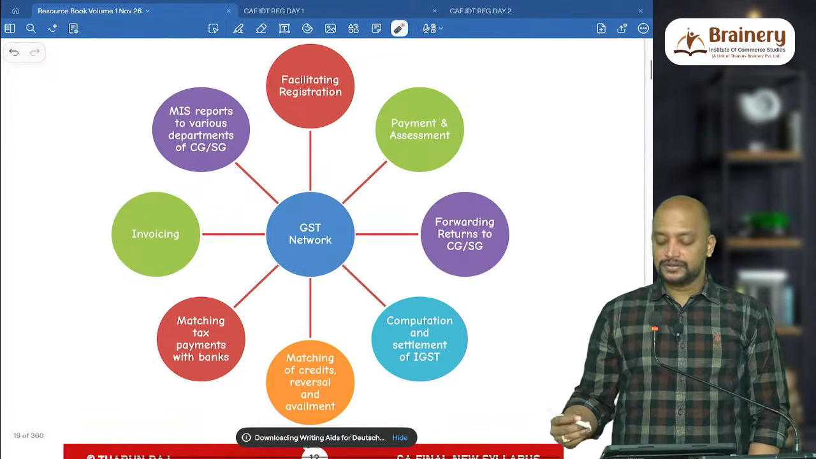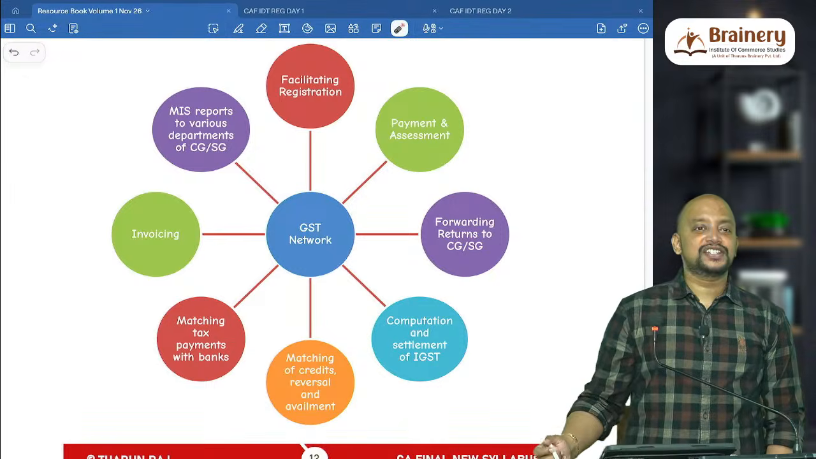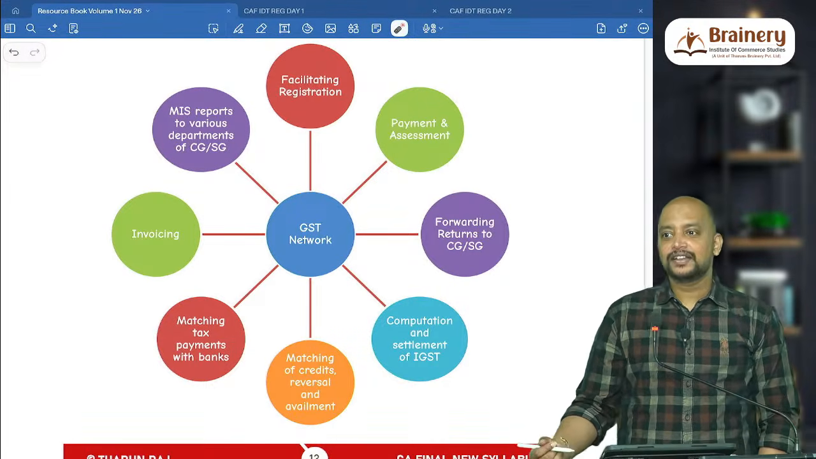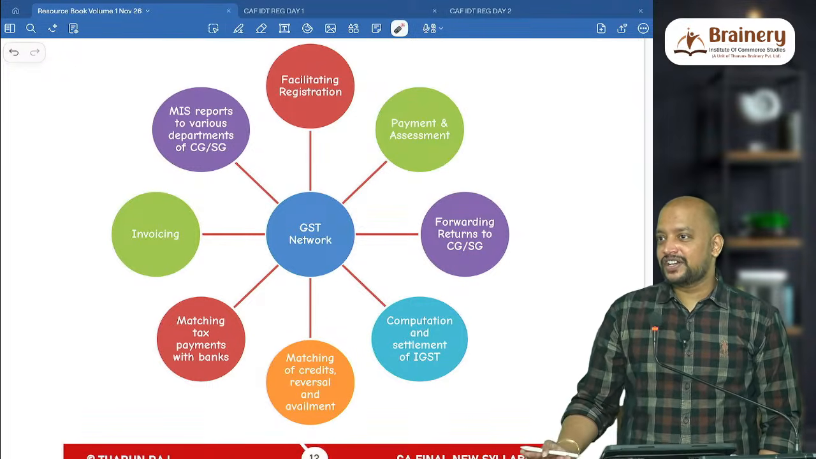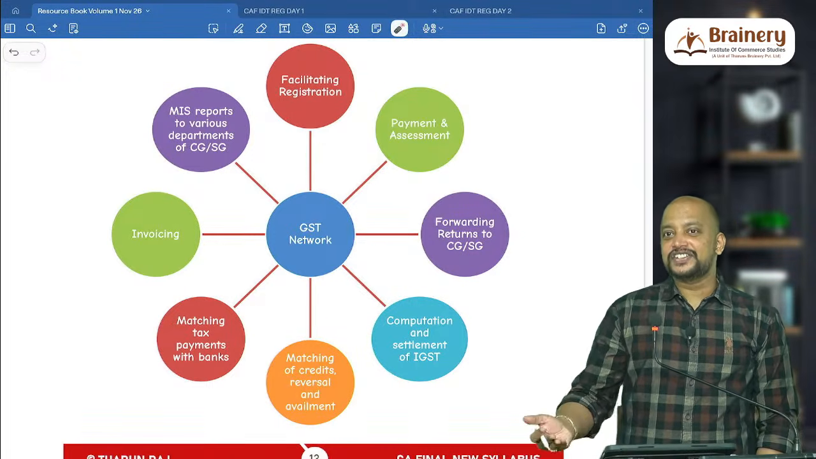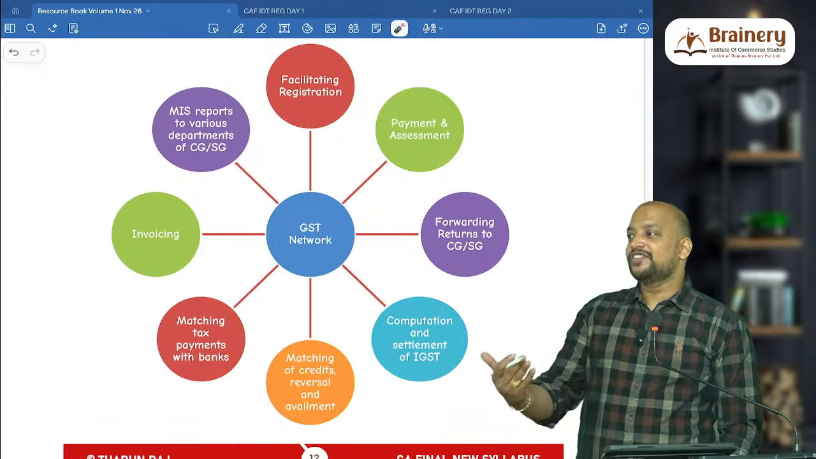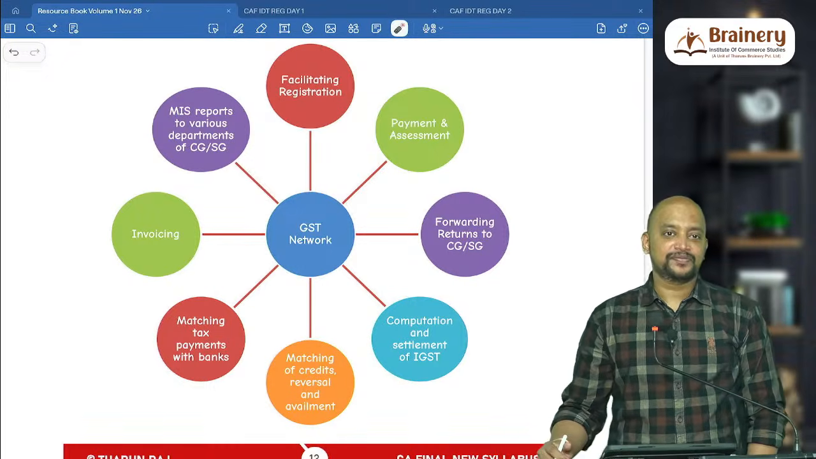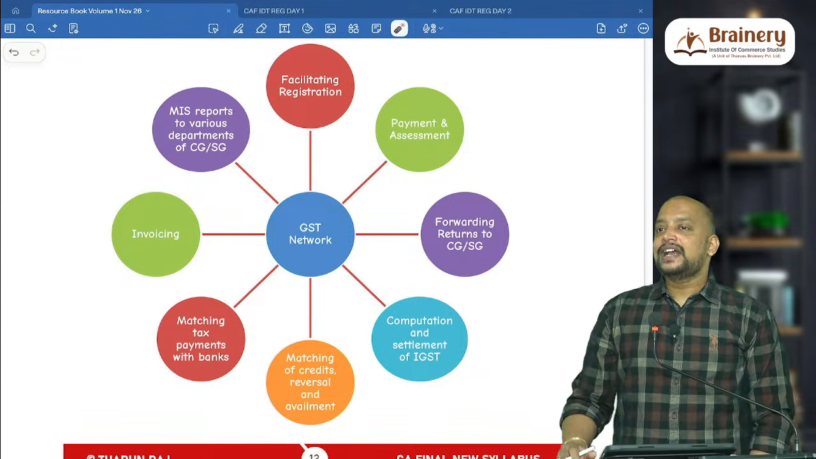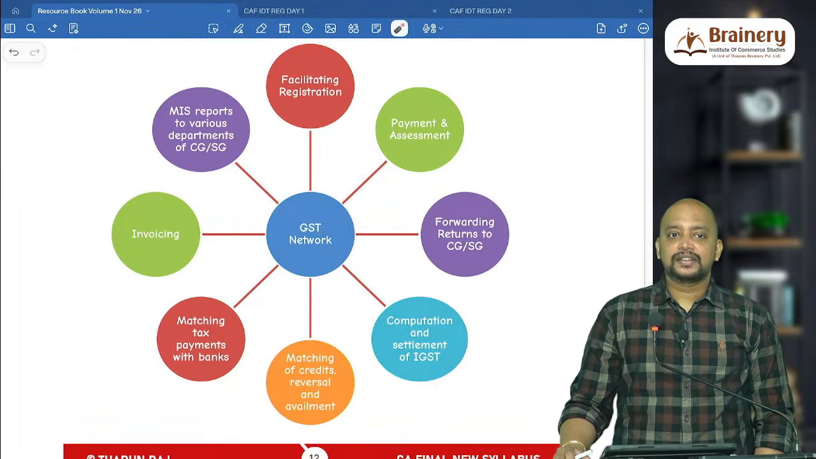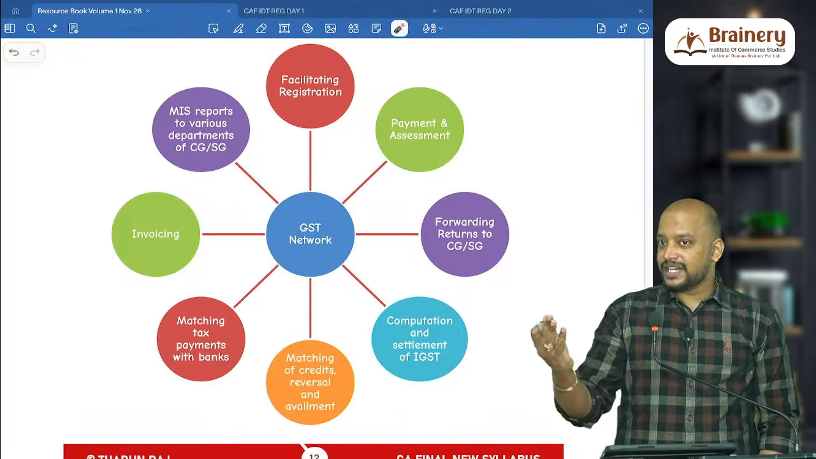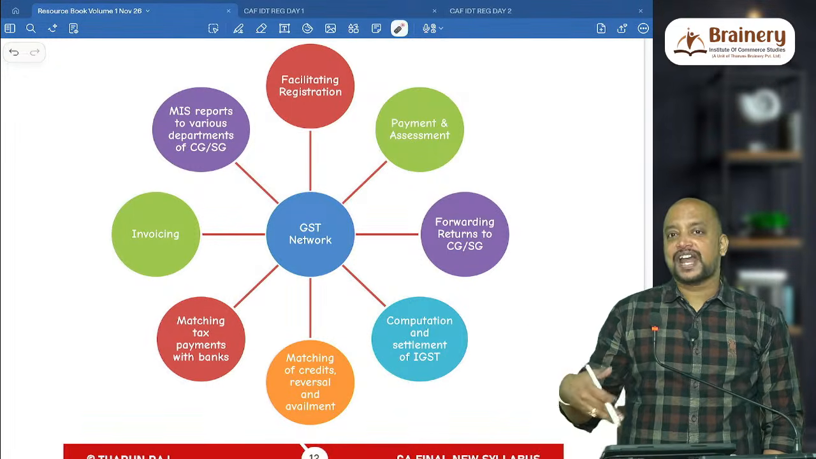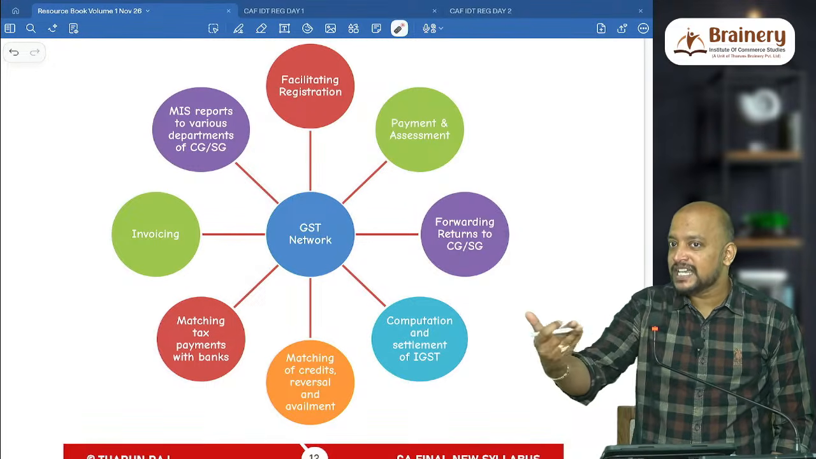You would have done a lot of interaction in the GST portal in your articleship. What activities can be done? First registration, thereafter filing of returns, thereafter payment of taxes. If you have paid excess, refund. And next, matching will happen, am I right? So matching of credits and sometimes matching of tax payments. We have to make the payment, e-payments.